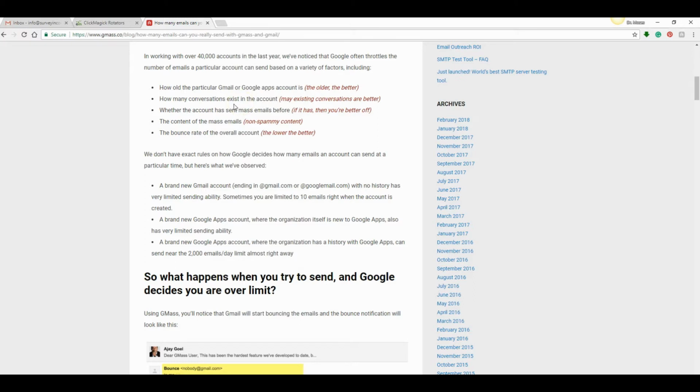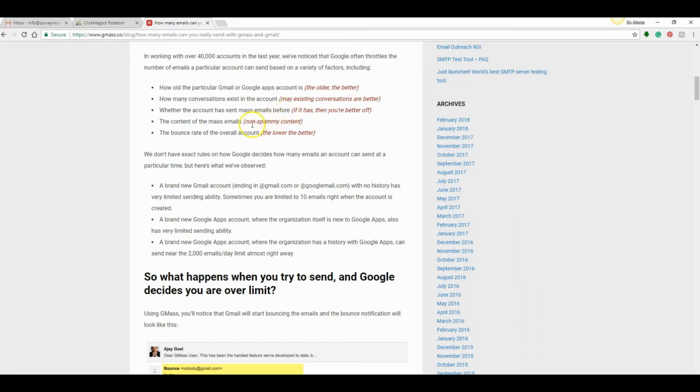It also depends on the content of the email. If you are using things like make money from home or earn income from home, or certain spammy words, then your emails will end up in the spam box. And also, the overall bounce rate should be very low.